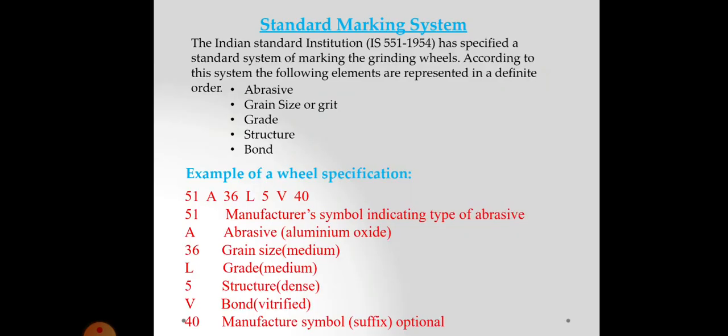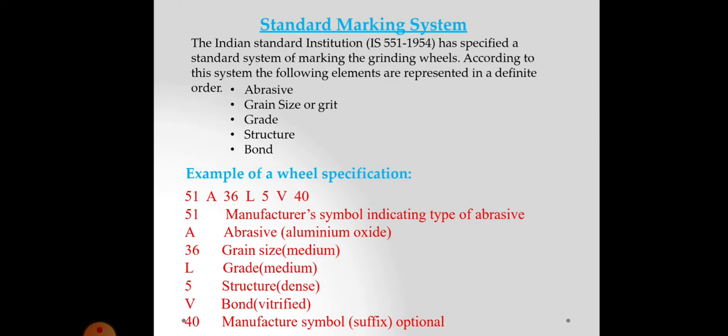And the standard marking system: the Indian Standard Institution has specified the standard system of marking grinding wheels. According to this system, the following elements are represented in order: abrasive, grain size, grade, structure, and bond. There are some examples of wheel specifications: 51A, 36L, 5V40.